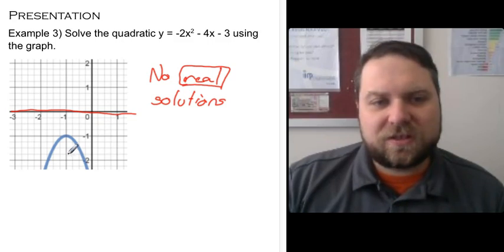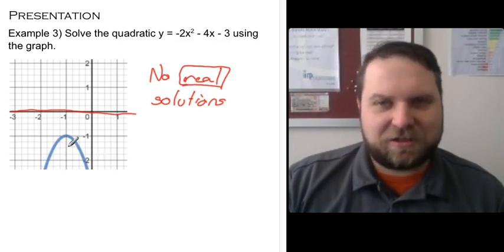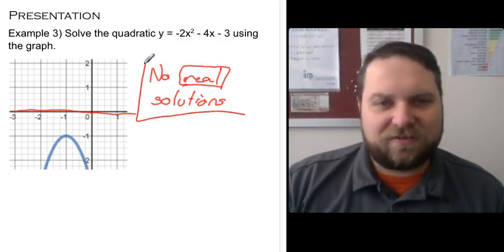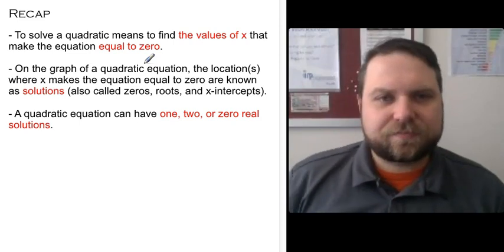There are no real solutions to this quadratic, but there are what are called imaginary solutions. And I'm not trying to be cute. That is actually what they're called. And so there are imaginary solutions to this quadratic, but there are no real solutions. So we must say that as part of our answer. And if the graph doesn't cross the x-axis at all, there are no real solutions.